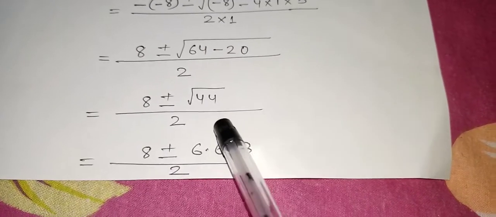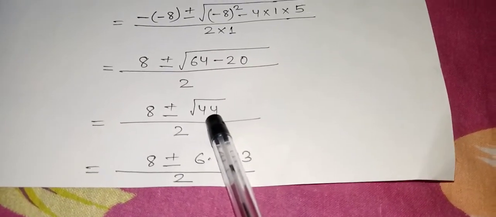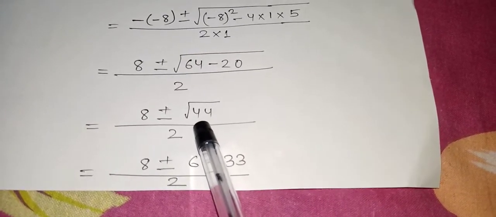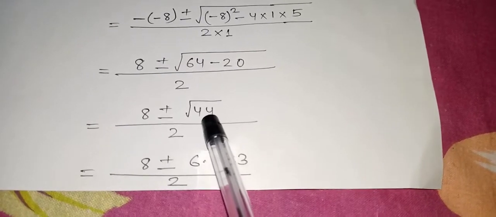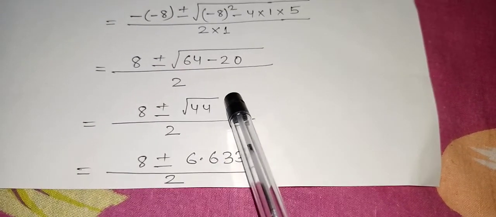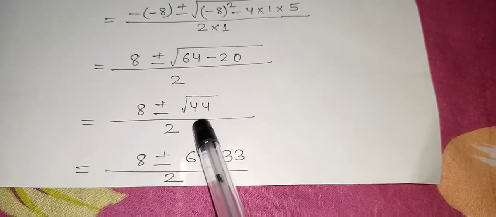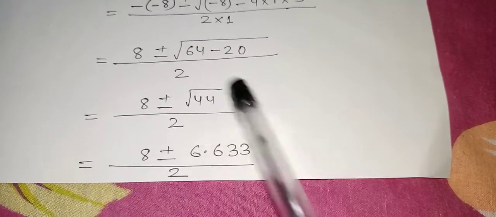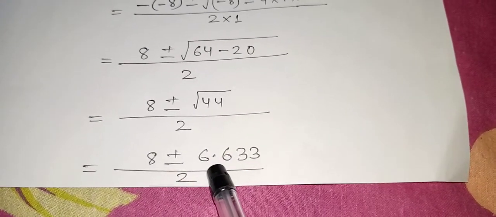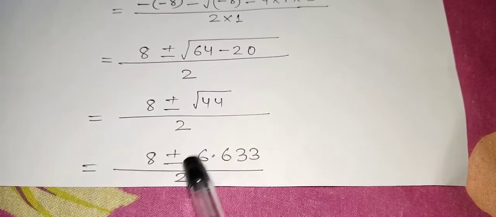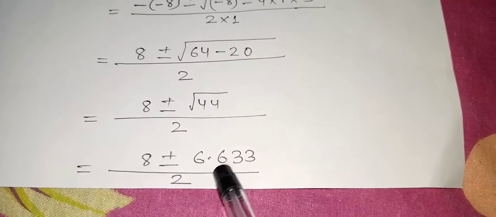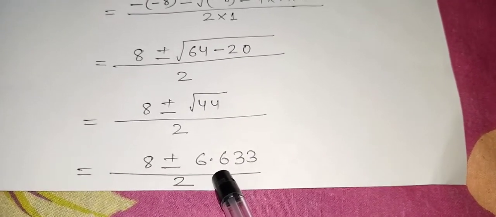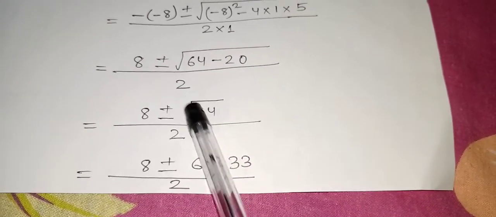Next, children, this root 44 value, in the examination you will get a small booklet which will be provided in your examination hall. As you cannot use calculator, so this root over value will be provided to you in the form of a small booklet. But today, as you don't have those booklet with you, so I am giving you the value of root 44. Root 44 value is 6.633. So this value you can find with the help of calculator also, but in examination you will get a small booklet. So at home you can use calculator to find the value of root over.